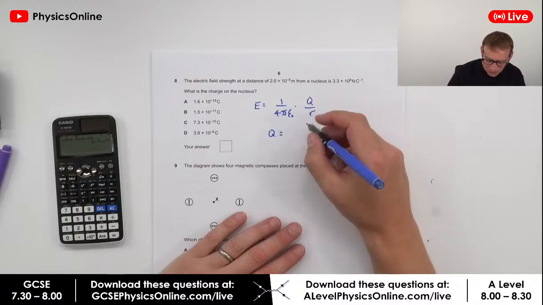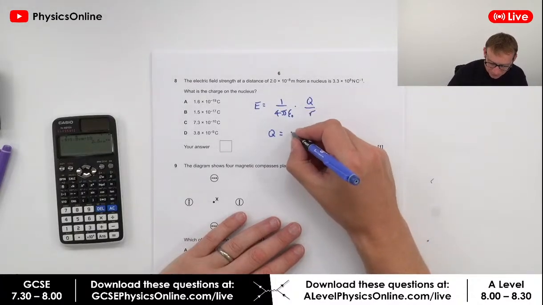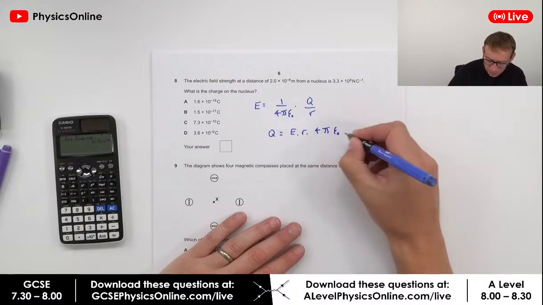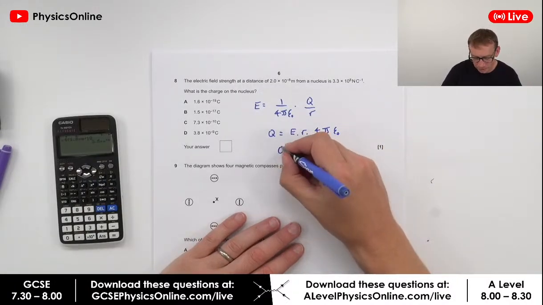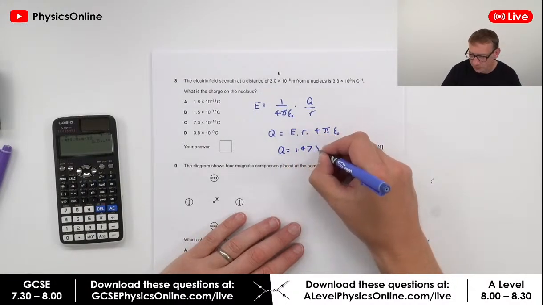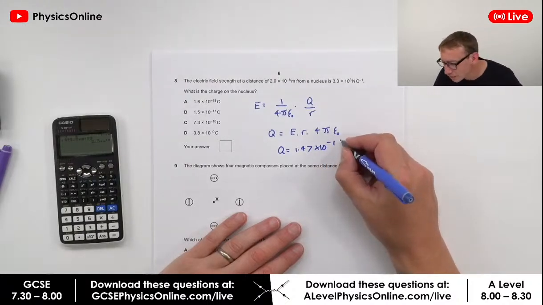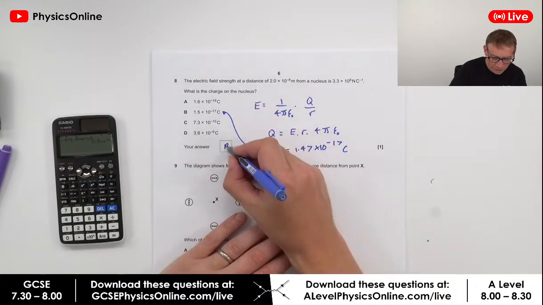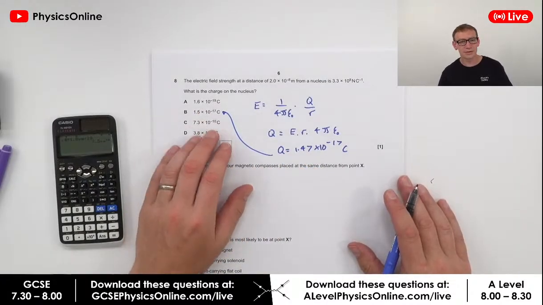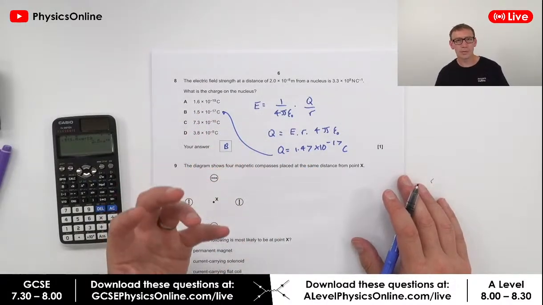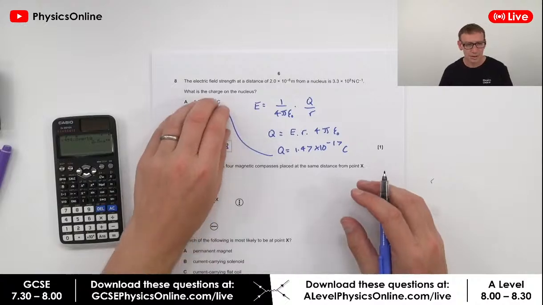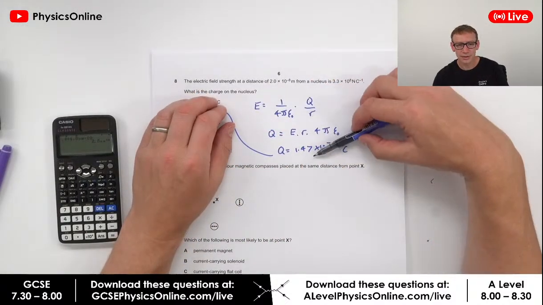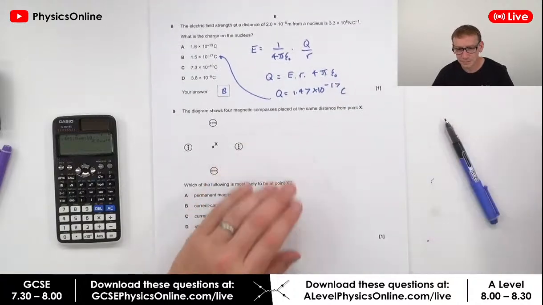Okay, so Q must be equal to E times R times 4 pi epsilon naught. And when you do that, you find that the answer for Q is 1.47 times 10 to the minus 17 coulombs, which is this one up here. So the answer for that is B. I think these questions are quite straightforward. The numerical ones are multiple choice questions. Don't think of it as a multiple choice question. Think about it as a question that you can work out and then just check your answer.